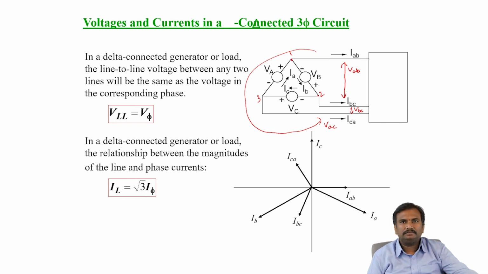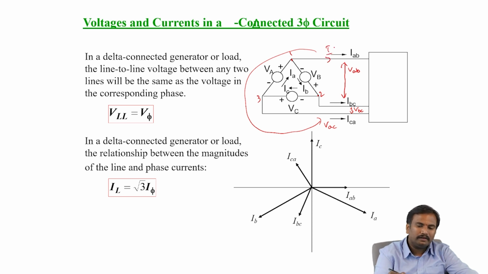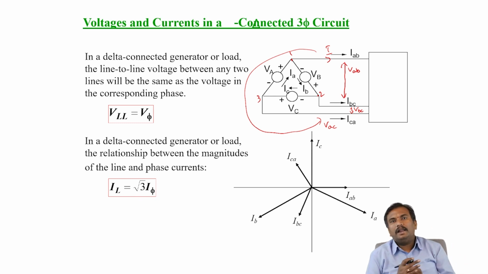Whereas the line current IL equals root 3 times the I phase. In star connection, the line voltage is root 3 times the phase voltage, whereas in delta connection, the line current is root 3 times the phase current. Remember these formulas. These are very important for three phase circuits.